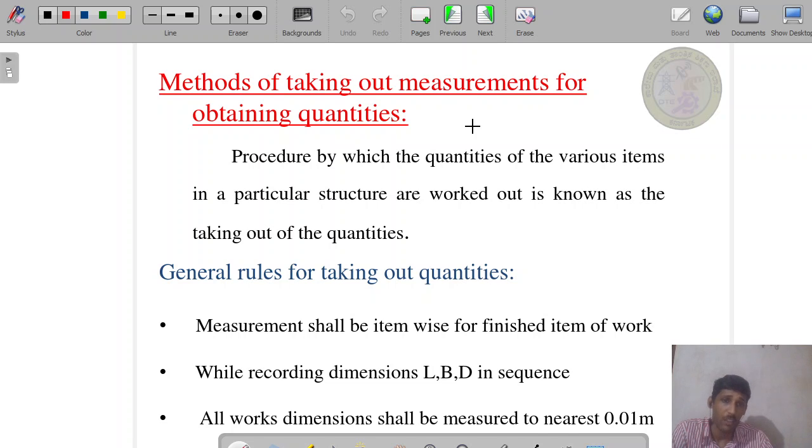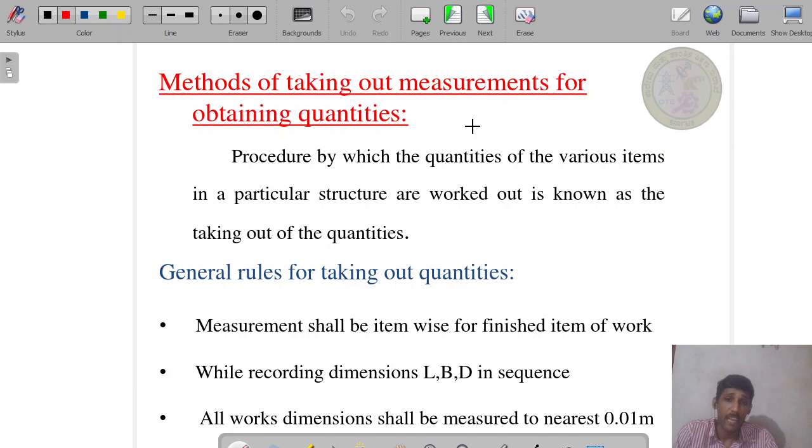Now, what are the general rules for taking out quantities? What are the various rules which are applicable while measuring each item's units? There are several points you have to consider; there is a set of guidelines, and based on that you have to measure. Measurement shall be item wise for the finished item of work. That means not clubbing different items together and afterwards assigning the units. Not at all, not like that. It is item wise for the finished item of work.